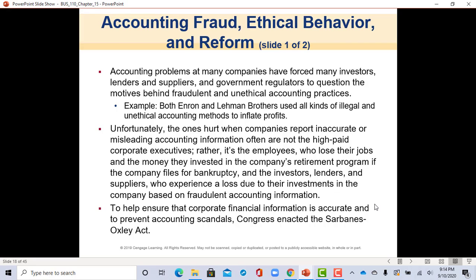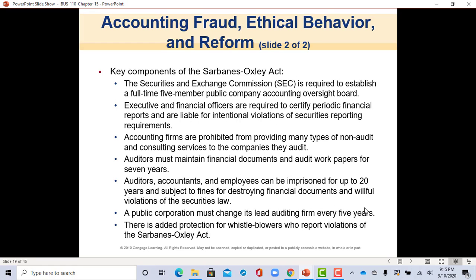Rather, it's the employees who lose their jobs and the money they invest in the company's retirement plan if the company files for bankruptcy, and the investors, lenders, and suppliers who experience a loss due to their investments in the company based on fraudulent accounting information. To help ensure that a corporate's financial information is accurate and to prevent the type of accounting scandals that have occurred, Congress enacted the Sarbanes-Oxley Act.